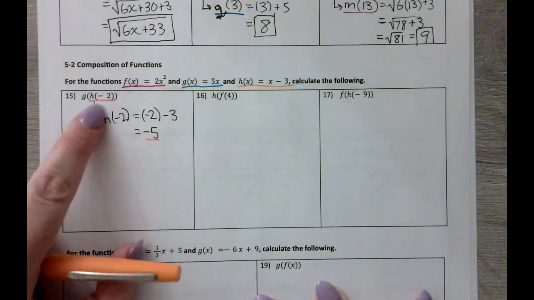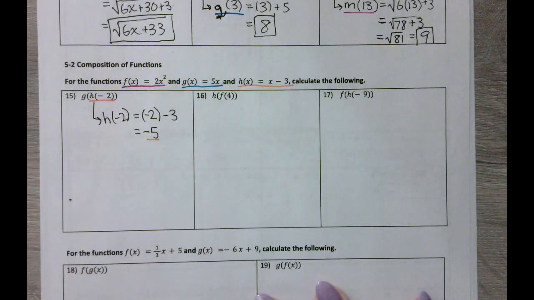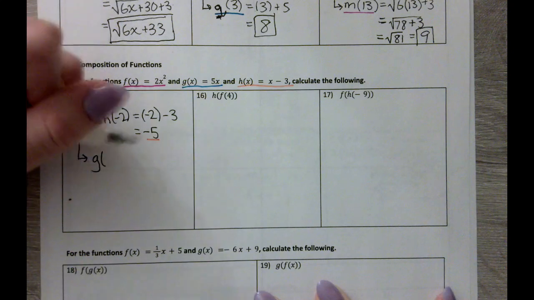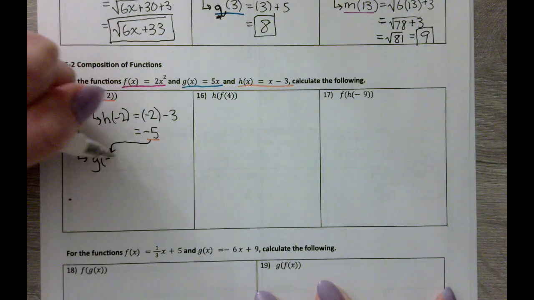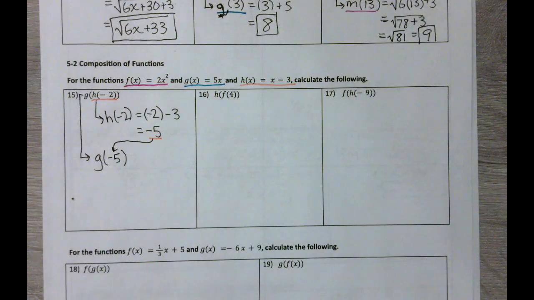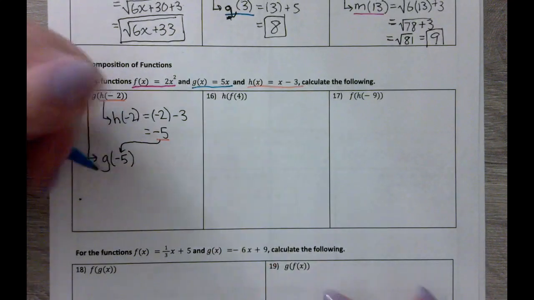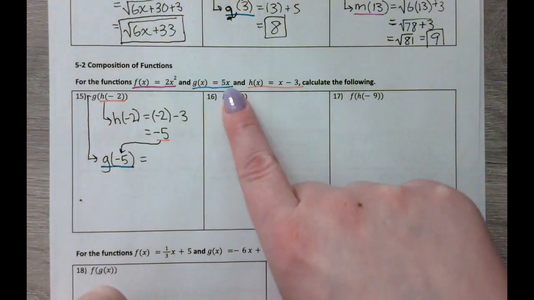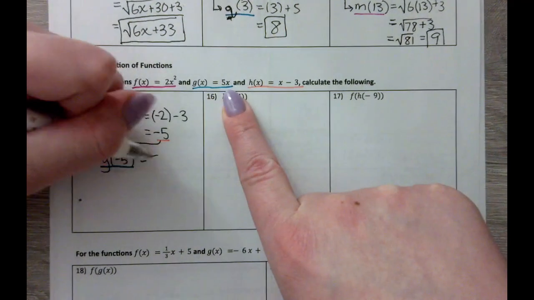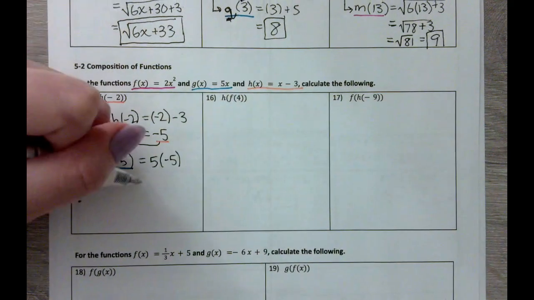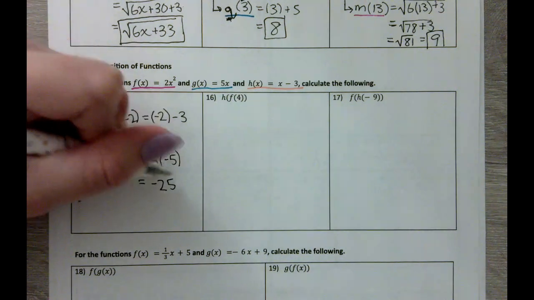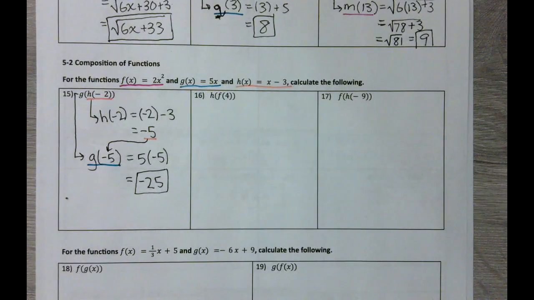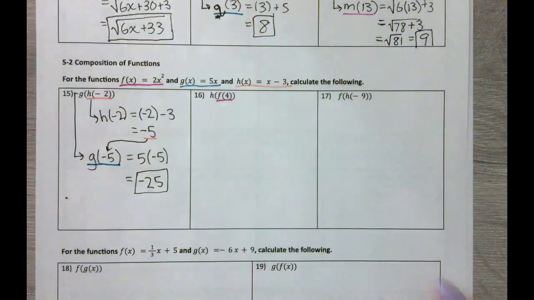So now I can replace h of negative 2 with this negative 5. I'll bring down my original problem and replace. Now this is negative 5. So now I'm using g, which is the blue function here. So now I'm replacing, we have 5x, I'm going to replace x with negative 5. 5 times negative 5 will give us negative 25. Done. Number 16, h of f of 4, starting with f, which is my pink function.